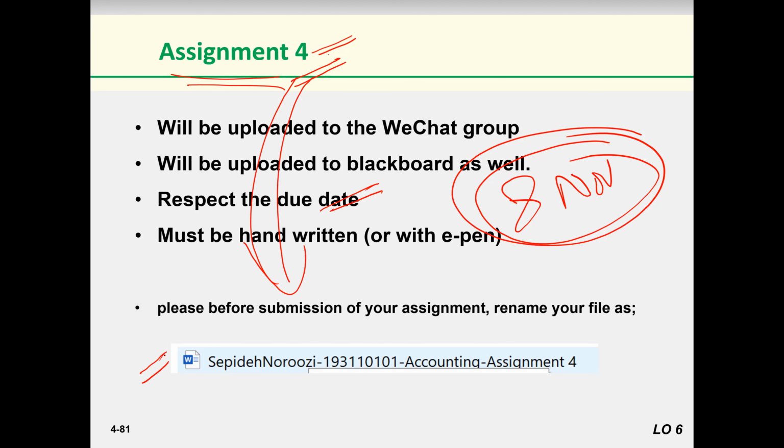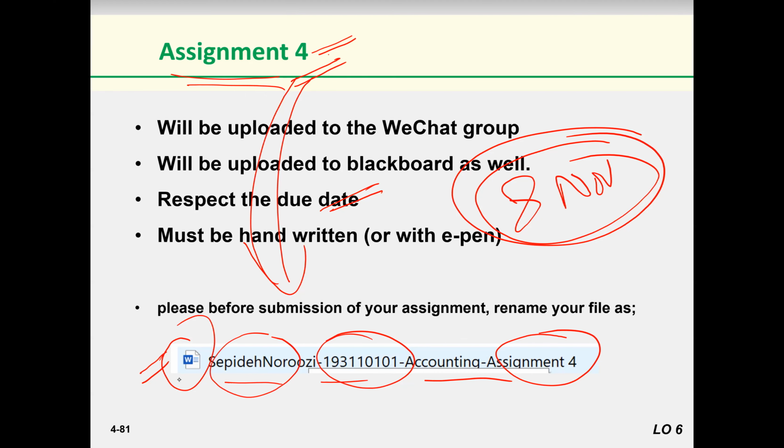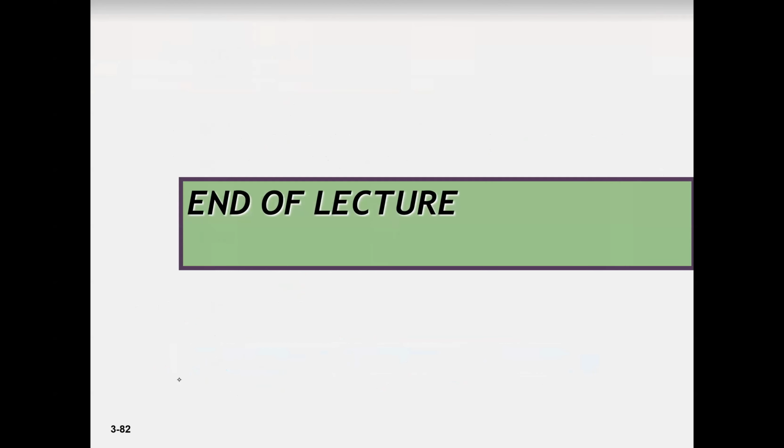All other things are the same. You need to upload in a Word file, and rename your file according to your assignment number, your student ID, and your name. I will be uploading this PPT as well, and also assignment 4 on both platforms, WeChat and Blackboard.